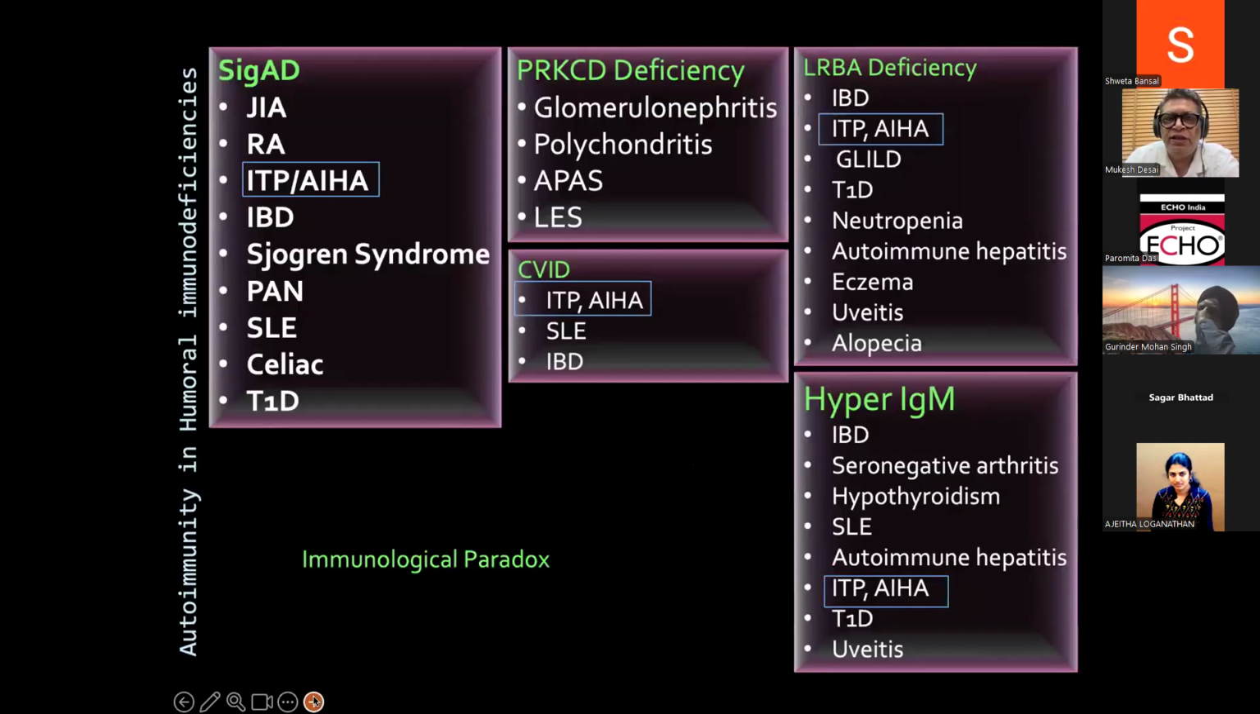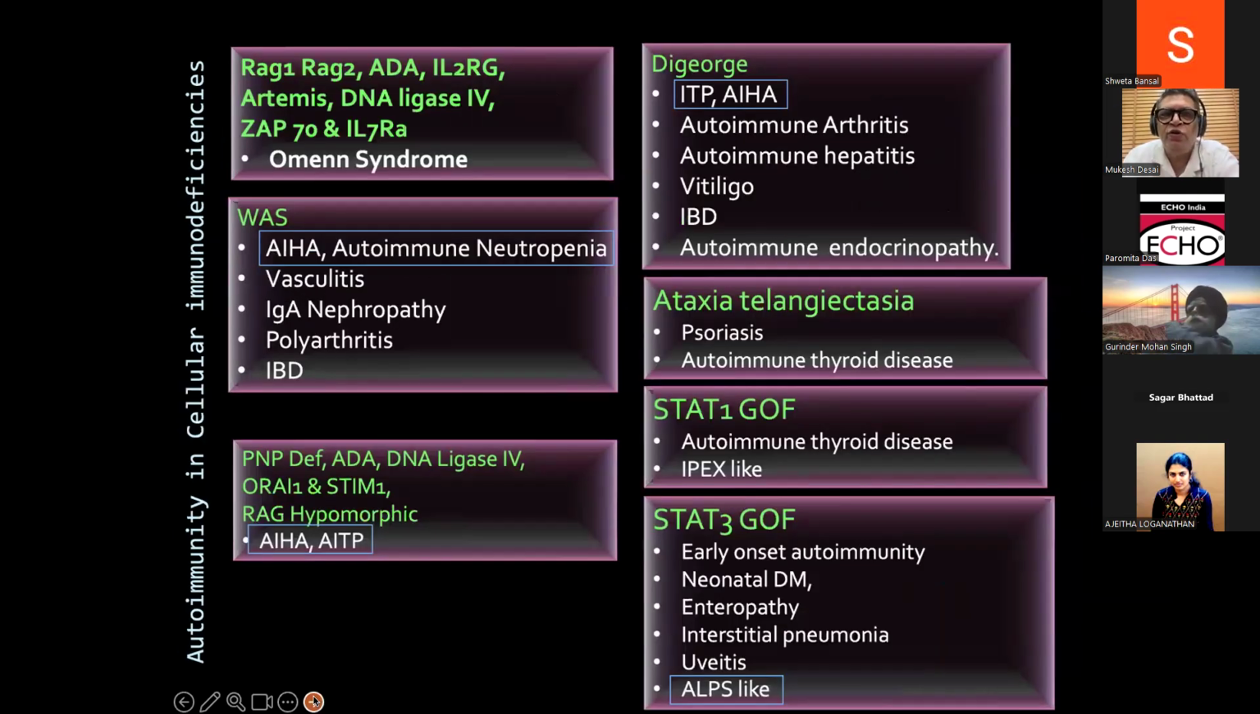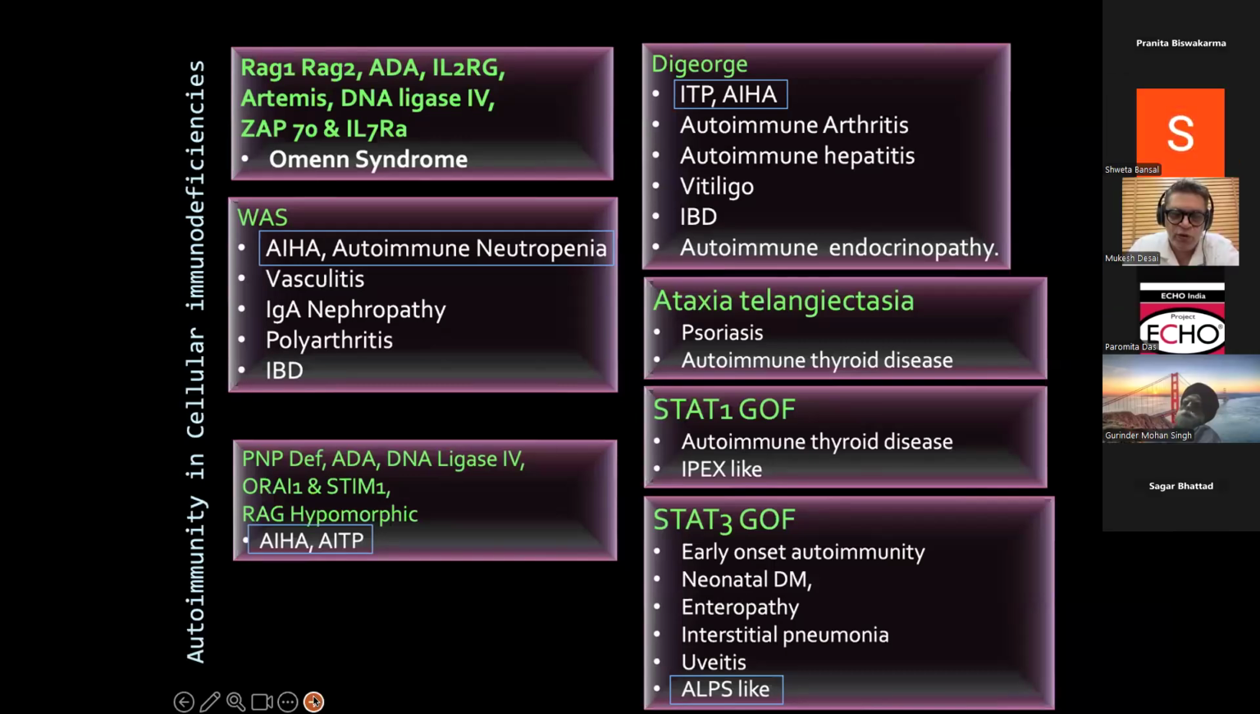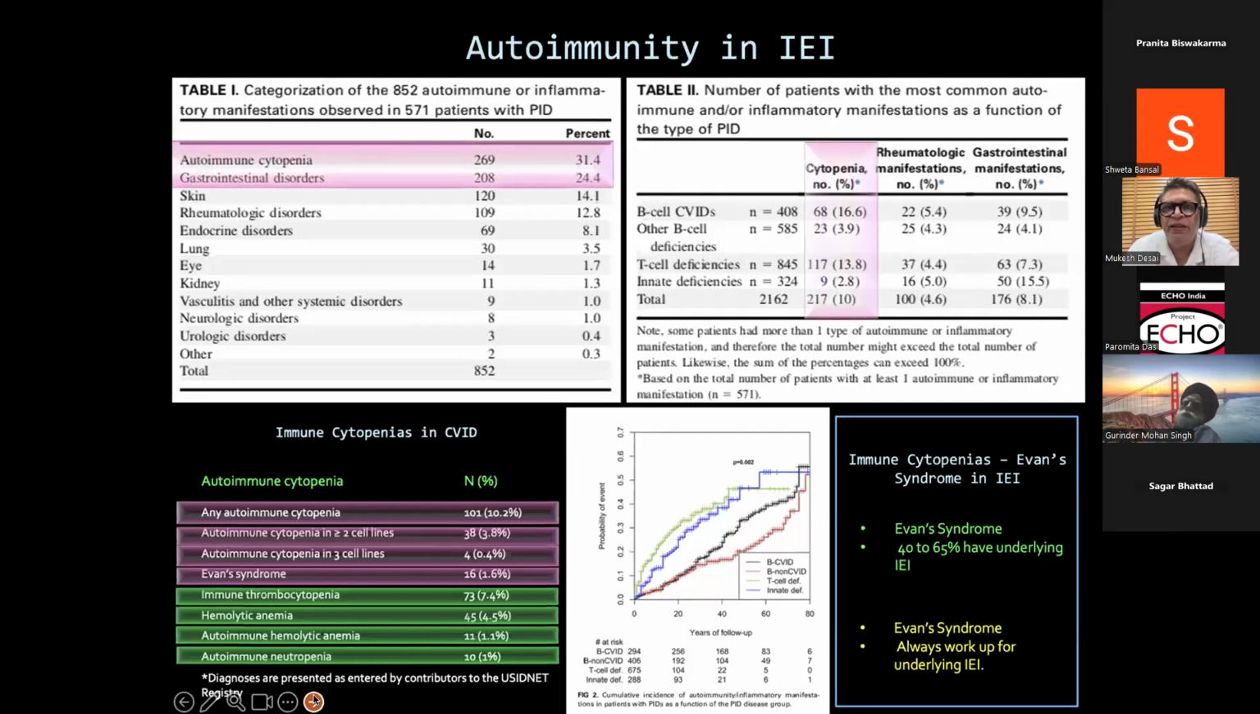So I'll just quickly run you through, show you humoral primary antibody deficiencies, and all of them can come with autoimmune cytopenias. If you see cellular immunodeficiencies, you have Wiskott-Aldrich, partial DiGeorge. Okay, very often can be missed because they don't have phenotypic features, and you have to be extremely aware to pick up a partial DiGeorge. Then you have STAT3 and STAT1 gain of function, which can all come with multiple autoimmunity, including autoimmune cytopenia and ALPS-like features. Now, how common are autoimmune cytopenias?